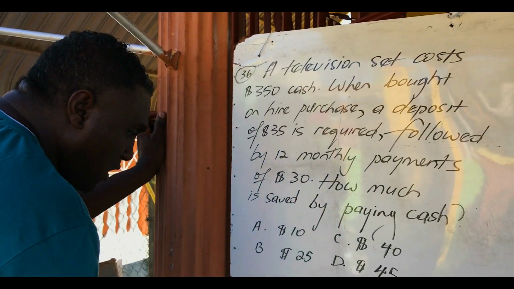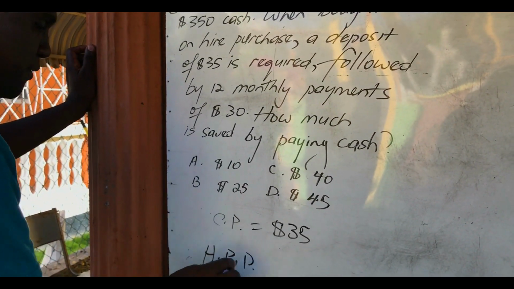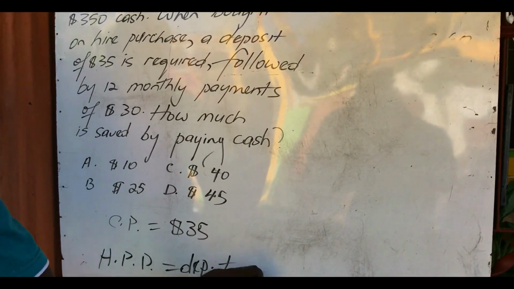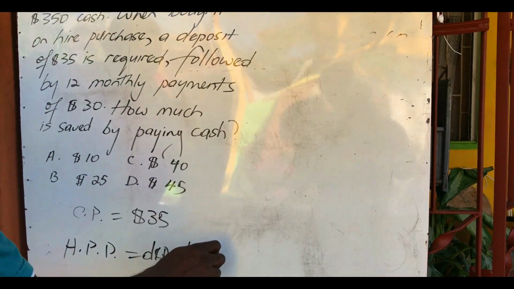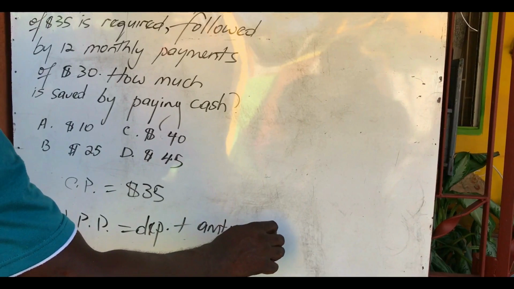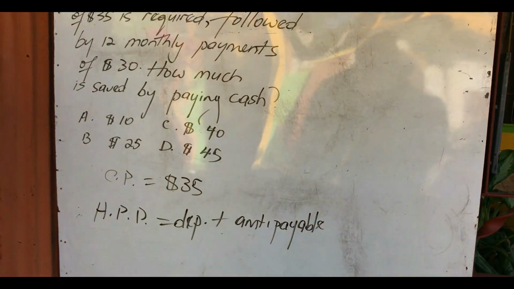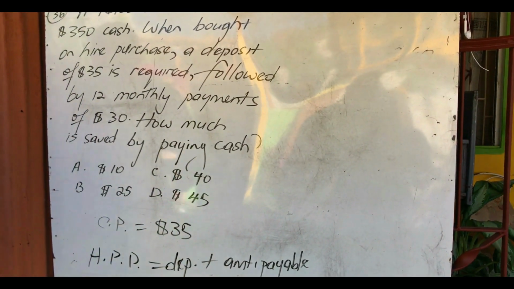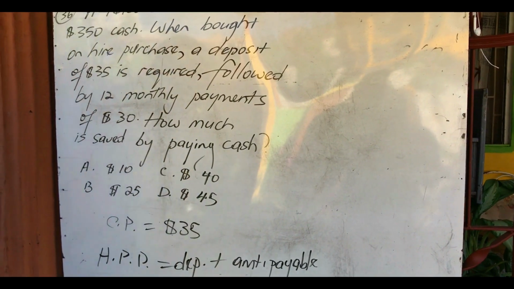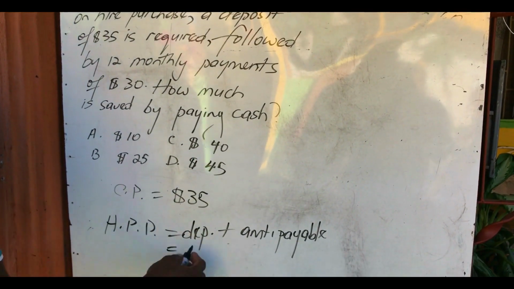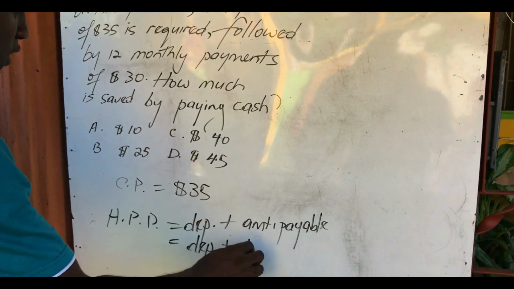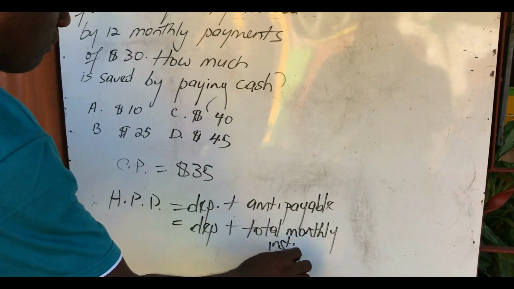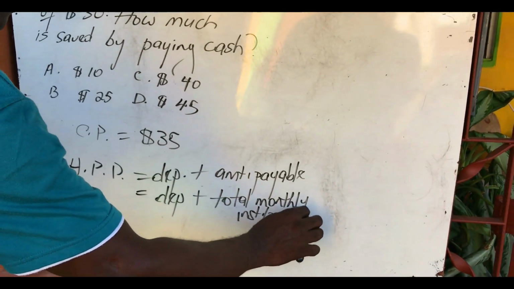For hire purchase, you write down the formula HPP, which is hire purchase price, equals the deposit plus the amount payable. That's essentially the formula for hire purchase price. But when you get it out in equal monthly payments, and you have the number of monthly payments, it essentially is the deposit plus the total monthly installment or monthly payment. Same thing, installment or payment.